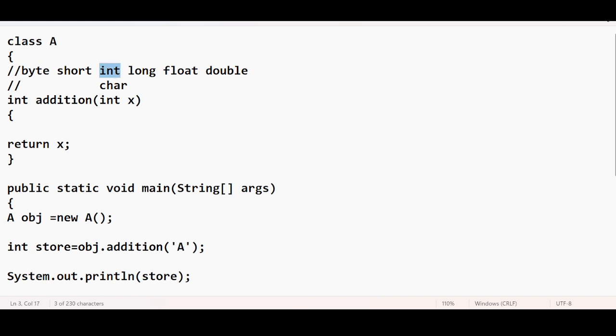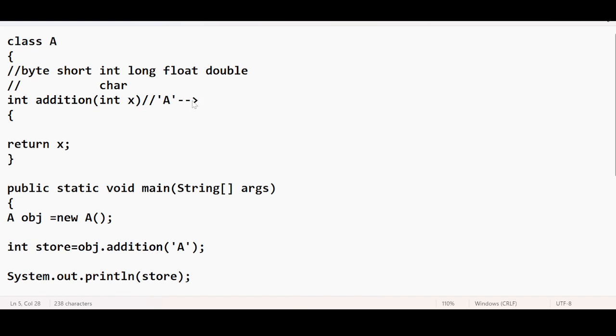What is happening here internally? We are passing the value A, which is of character type. What will this integer do? Integer can store any value of integer type, but we are passing a character. What will it do? It will do the conversion. It will convert this character to a number.